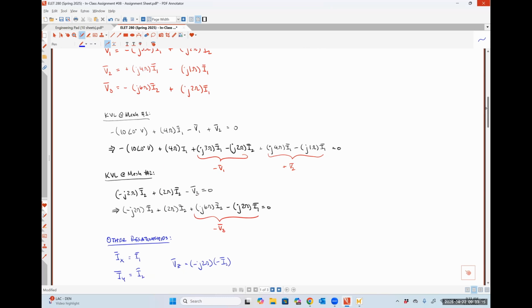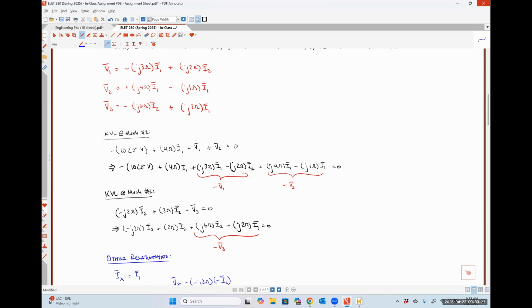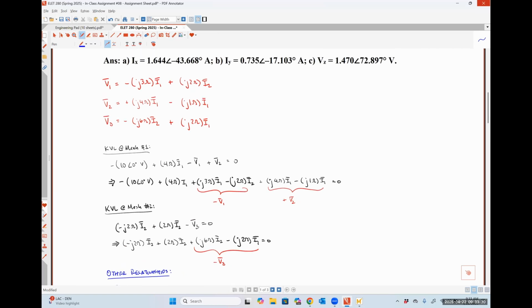So the minus 10 volts is fine because it's obviously the negative polarity terminal first. 4 ohms times I1 is fine. Then I have the minus V1. So minus negative J3I1 looks like positive J3I1. Minus positive J2I2 looks like minus J2I2. Now I'm substituting in V2, and that's just a straight substitution. So plus positive J4I1 plus negative J1I1. So that all checks out.